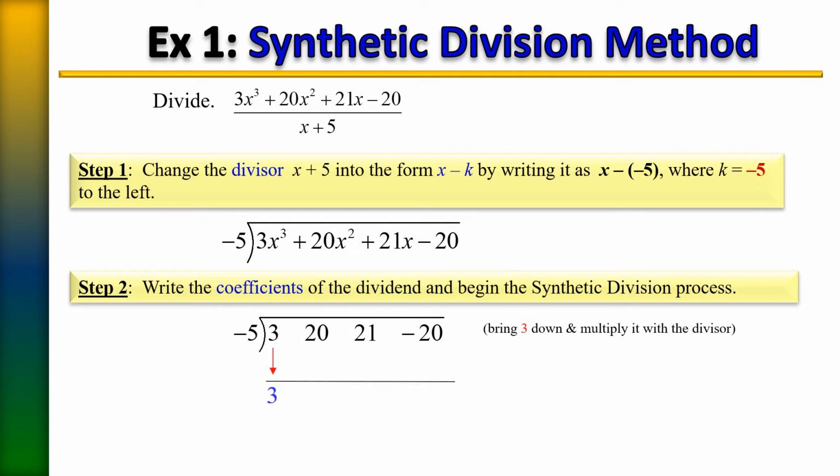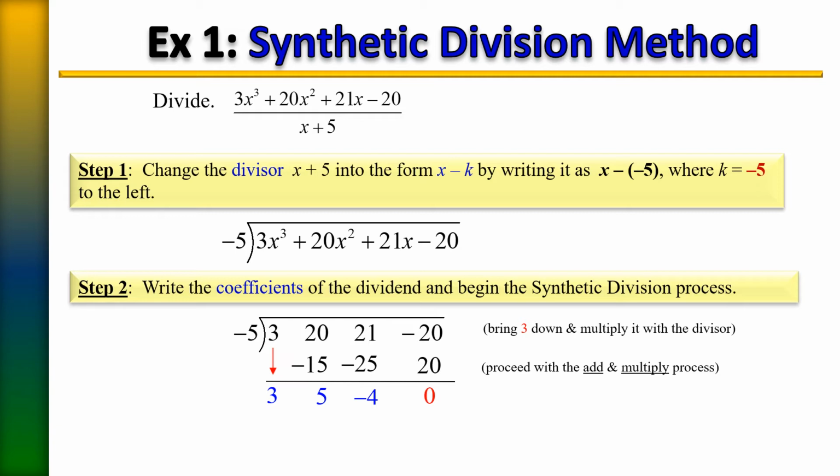So I'm going to bring down the 3, multiply that with negative 5 to get negative 15. Combine those numbers, bring down a 5, multiply that with negative 5 to get negative 25. Combine those numbers, bring down a negative 4, multiply that with negative 5 to get positive 20. Combine those numbers and you will bring down a 0. A 0 indicates that there is no remainder.